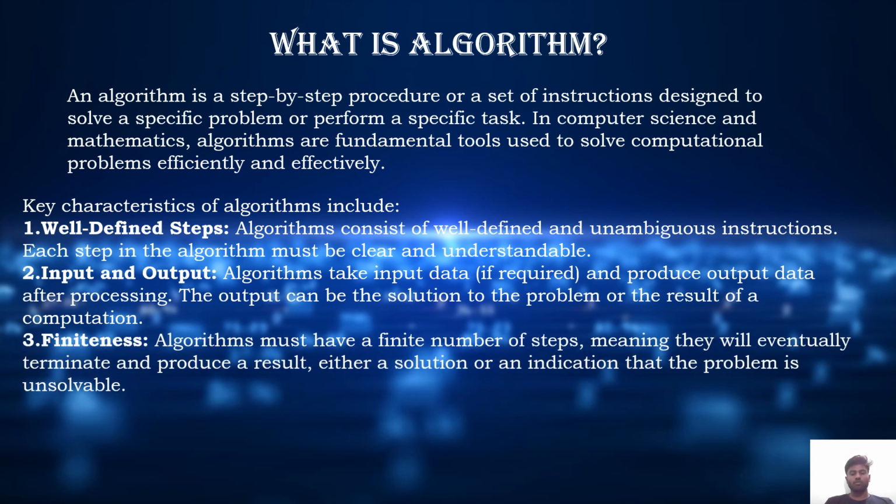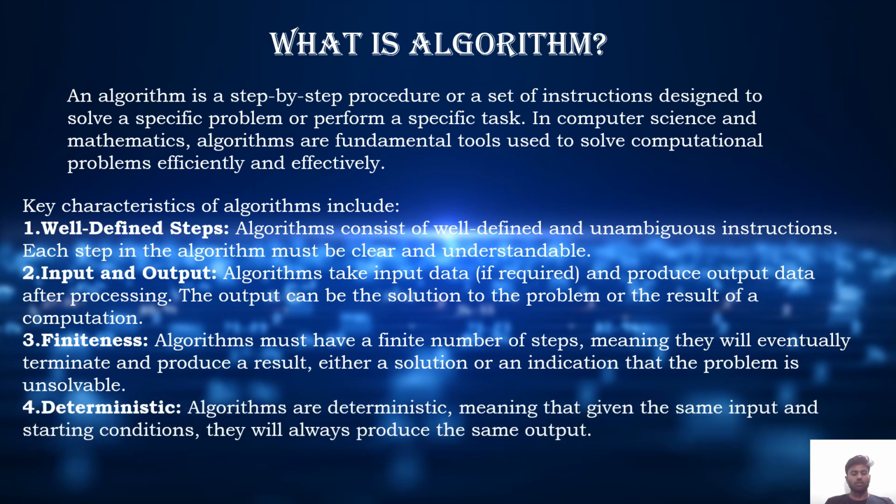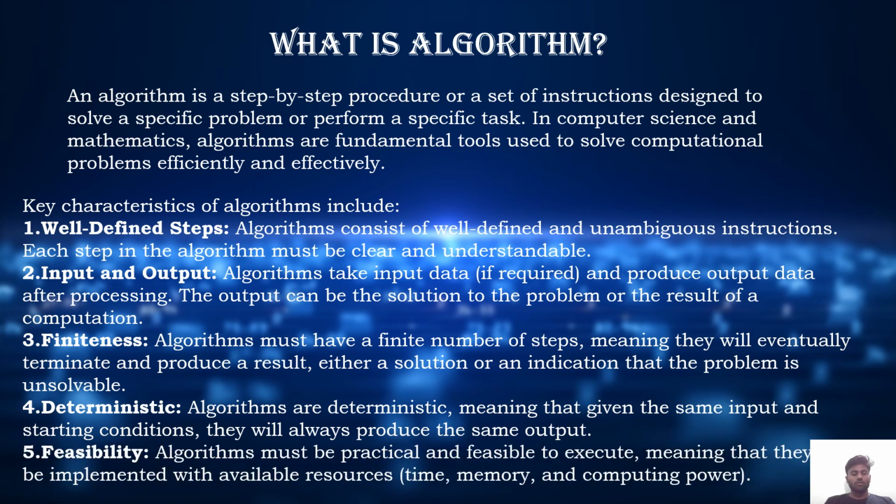Finiteness. An algorithm must have a finite number of steps, meaning it will eventually terminate and produce a result, either a solution or an indication that the problem is unsolvable. Deterministic. Algorithms are deterministic, meaning that given the same starting condition, they will always produce the same output. Feasibility. An algorithm must be practical and feasible to execute, meaning it can be implemented with the available resources.